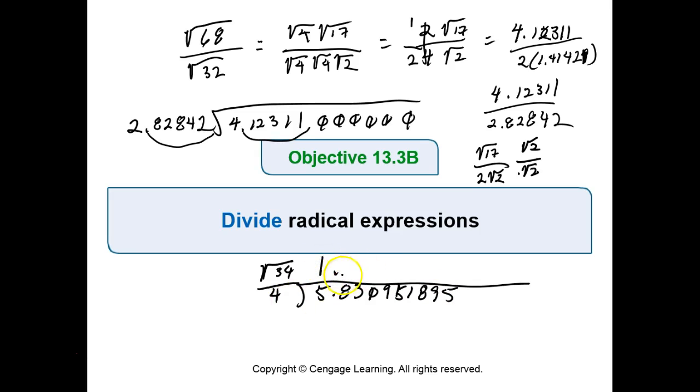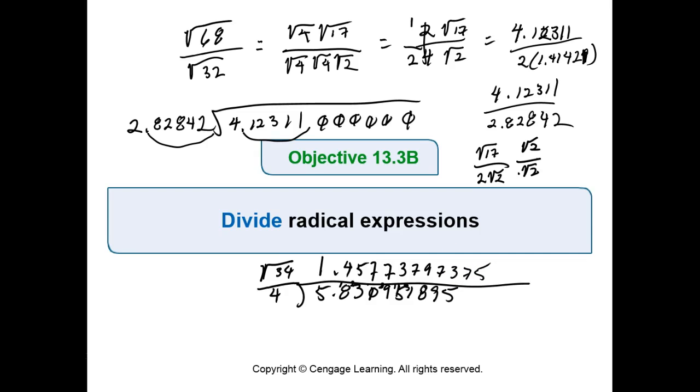Now watch this, team. 4 will go into that one time. 4 will go into 18 four times. 4 will go into 23 five times. 4 will go into 37 nine times. 4 will go into 29 seven times. I'm trying to go too fast. Another seven times, I believe. 4 goes into 15 three times, 4 goes into 31 seven times, 4 goes into 38 nine times, 4 goes into 29 seven times, and 4 goes into 15, 3, 7, 5. Okay.